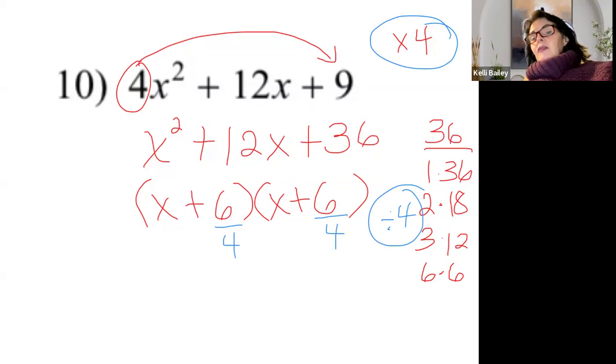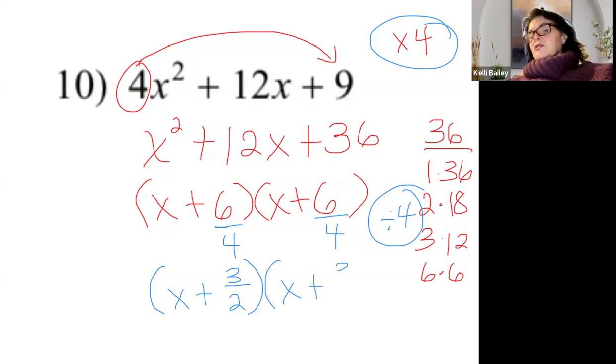6 divided by 4. Hold on. I've got to give myself a little room. Okay, so I've got x plus 6 over 4. Those both have 2. 6 divided by 2 is 3. 4 divided by 2 is 2. Still got a fraction. So I've got the same thing both times, 3 over 2.